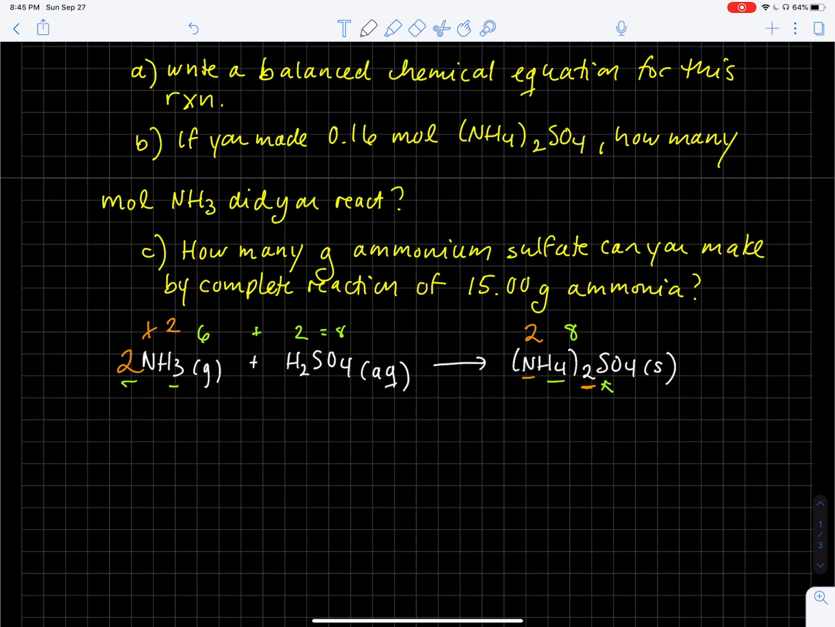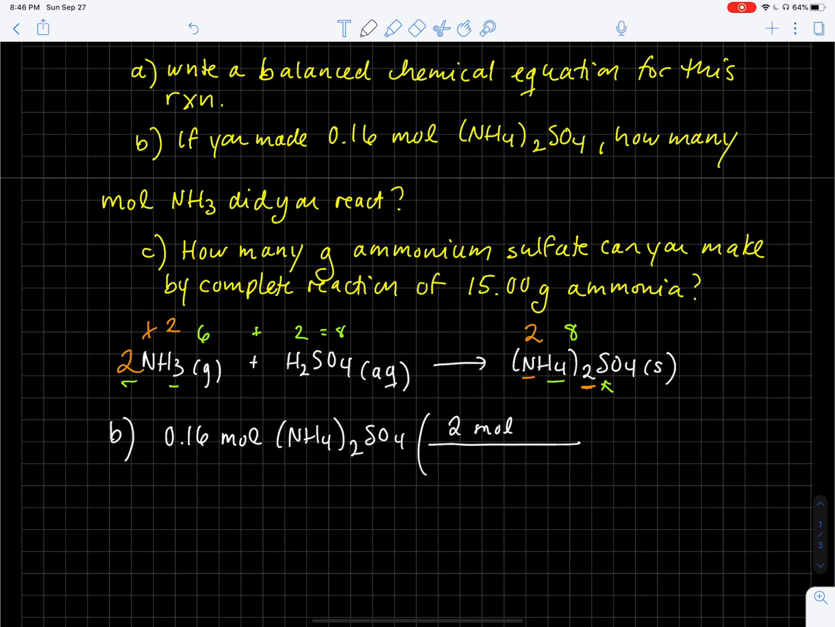All right, B. If you made 0.16 mole ammonium sulfate, how many moles of ammonia did you react? So my starting point is, it's not the starting point of the reaction, but it's the starting point of this problem. I have 0.16 moles ammonium sulfate, and I would like to convert it to moles of NH3. Well, I just balanced this and saw that I have 2 moles of NH3 for every 1 mole of ammonium sulfate. So I used 0.32 moles of ammonia.